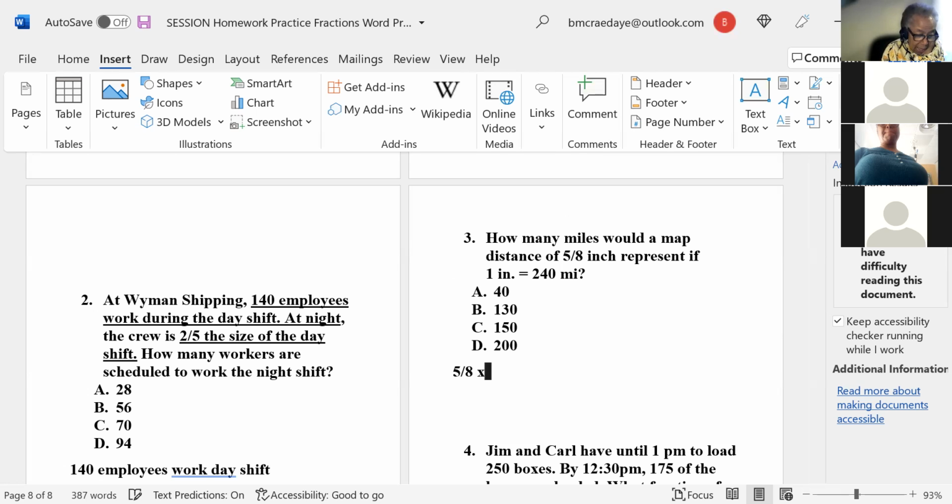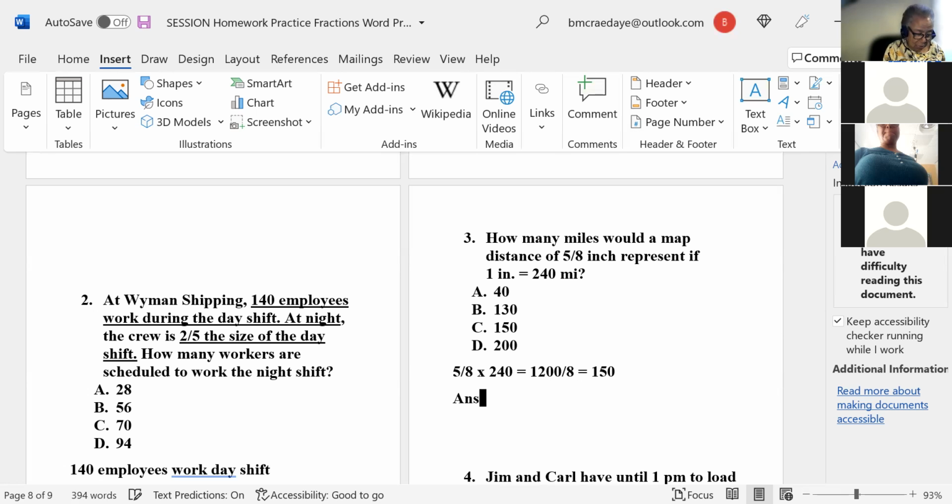and she multiplies that times 240. That's 5 times 240, and that gave her 1,200. And then divide that by 8, and she got 150, right? How did you do yours? I can't remember, Miss, but I know I did it another way, and I got the same answer.